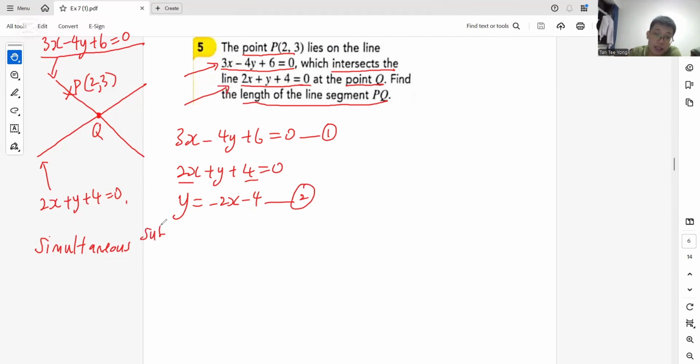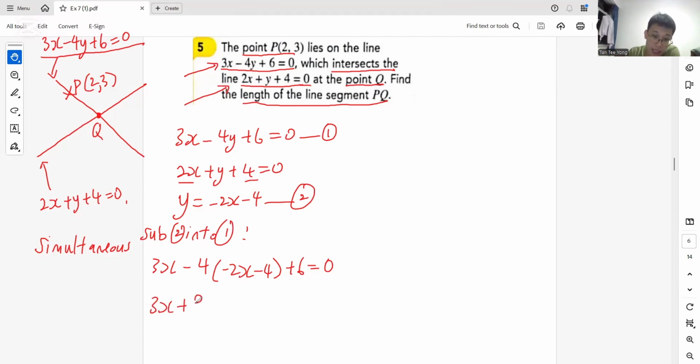Then what do I do? Sub equation 2 into equation 1. So what I'll have is 3x minus 4 bracket negative 2x minus 4, plus 6 equals 0. All these are linear simultaneous equations. If you are not sure, you might need to refer back. I think it should be in Sec 1 or Sec 2, I can't really remember, but it's one of the lower Sec chapters. So 3x, expand all this out.